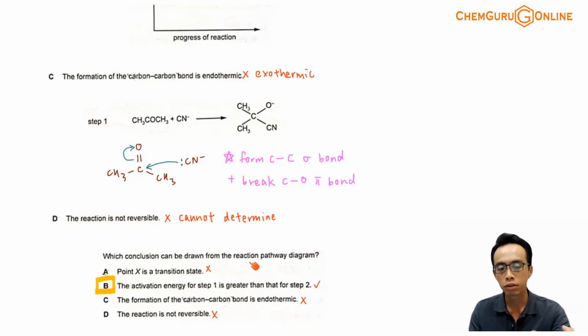So running through the options A, B, C, D, we have already talked about this. The answer to this question will be option B. We can show very clearly that the activation energy for step number 1 is greater than that for step number 2. Alright, so that was the discussion for question 16.